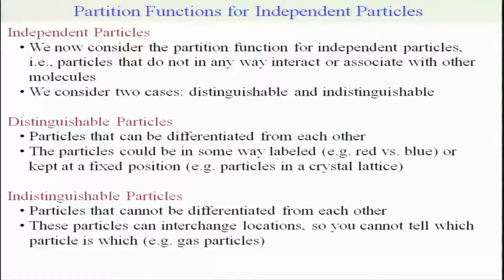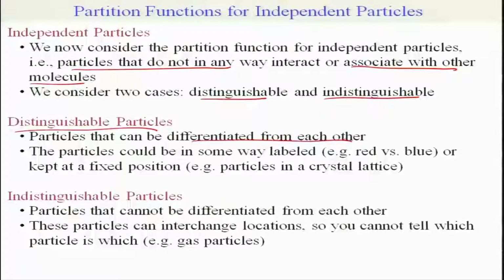Those are the particles that do not in any way interact or associate with other molecules. We will consider two cases, one is distinguishable, another is indistinguishable. Distinguishable particles are the particles that can be differentiated from each other. You can imagine that the particle could be labeled in some way, red or blue, or kept at a fixed position, for example a particle in a crystal lattice, and you can know exactly which particle it is.